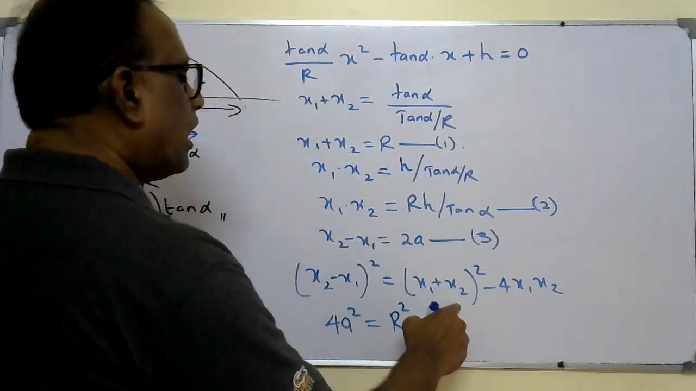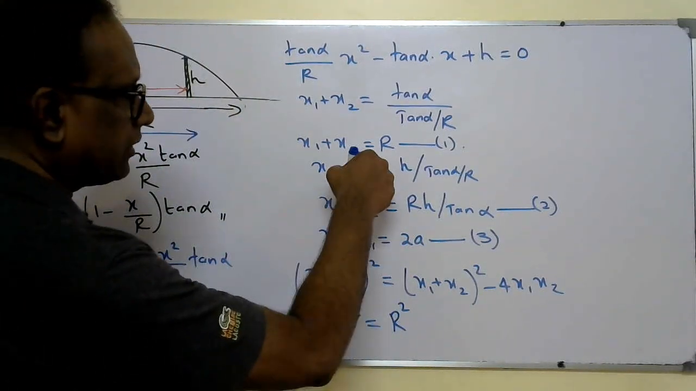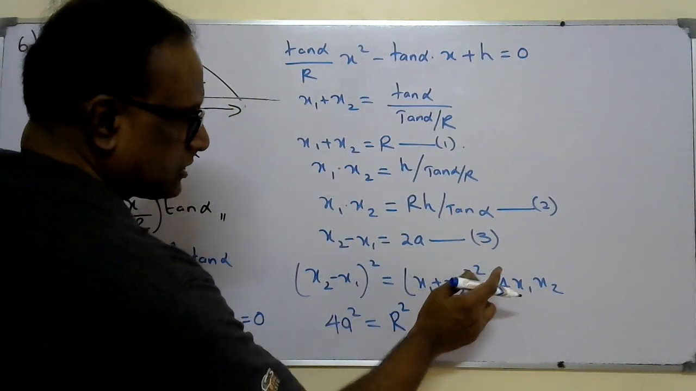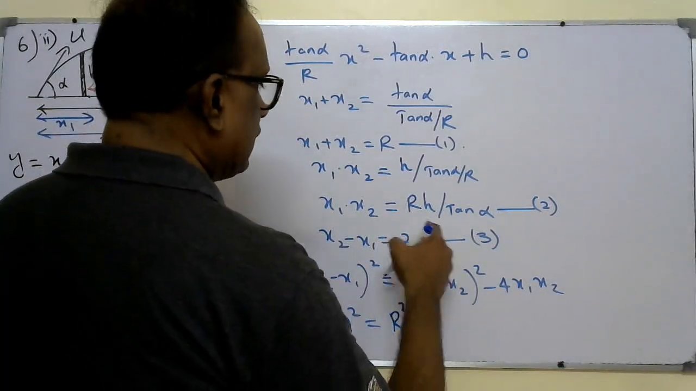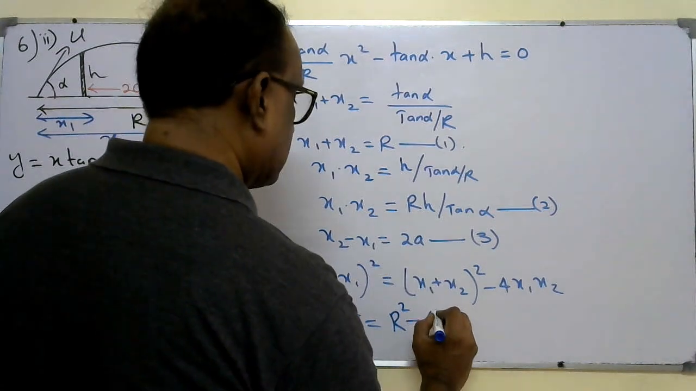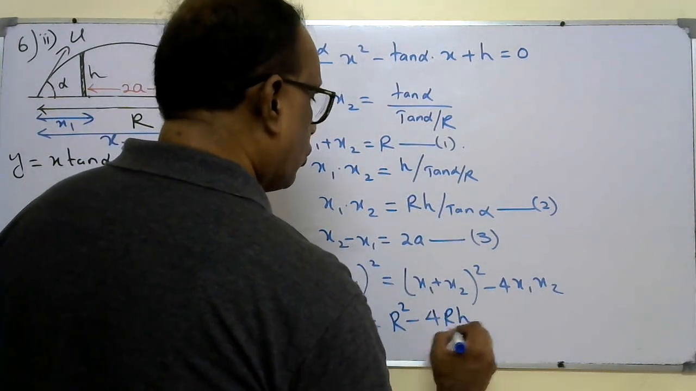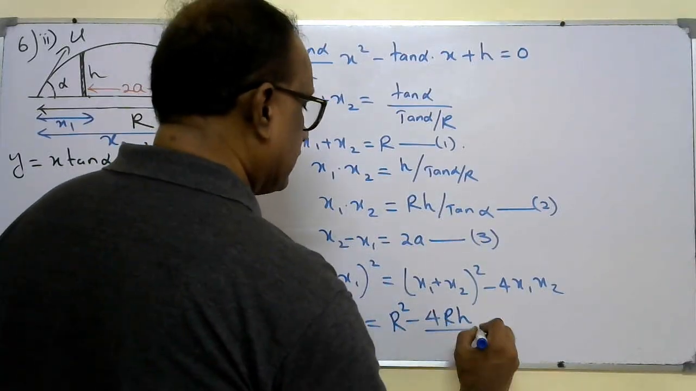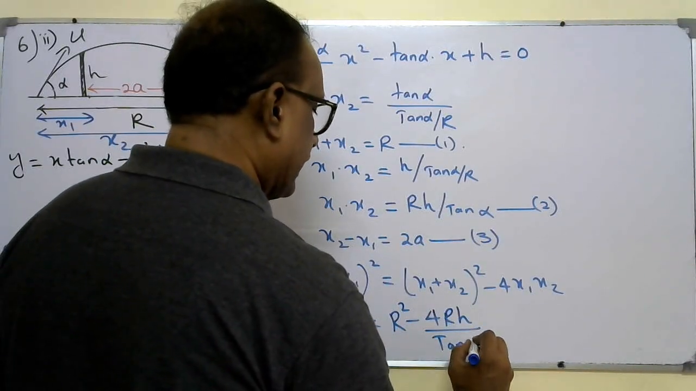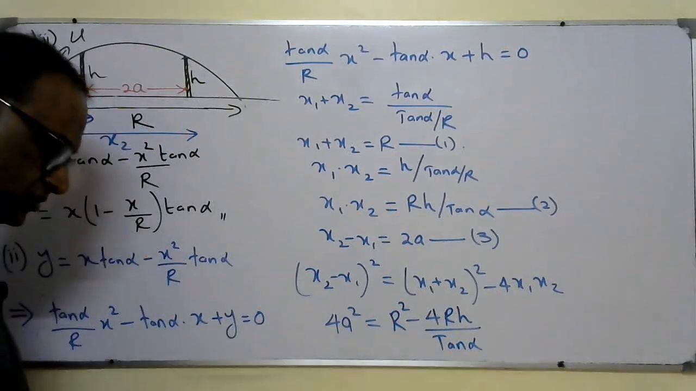x1 plus x2, r squared, that is x1 plus x2 r, that is r squared. x1 plus x2 squared minus 4x1 x2, 4rh over tan alpha. That I can write as cot alpha, since 1 over tan alpha is cot alpha. Right, okay, so now I got the answer.